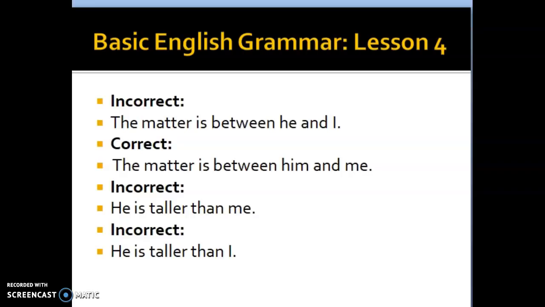This is lesson number 4. Let us look at the incorrect and correct sentences and then I will elaborate the rules about them. The first incorrect sentence is: the matter is between he and I.